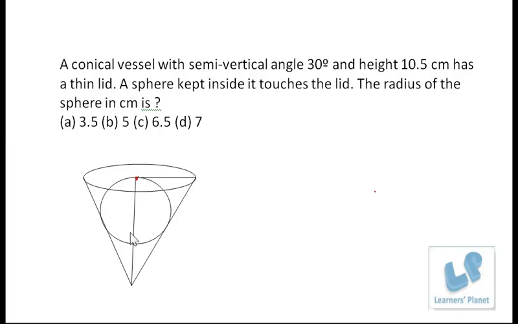Now the height from this point to this point is given to us as 10.5 centimeter. That is actually the height of the cone. Okay, now this is the radius of the cone, this is the height of the cone. And one more thing, this semi-vertical angle, that is 30 degree, is given to us. So what is semi-vertical angle? This angle. So this is actually 30 degree, right?